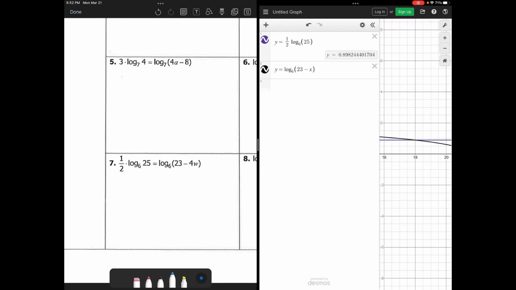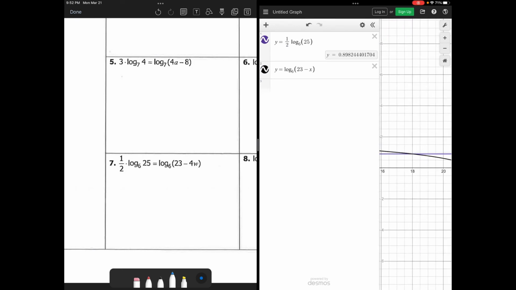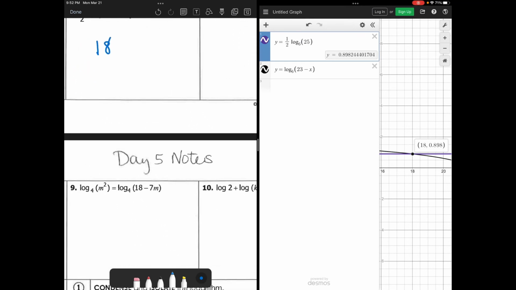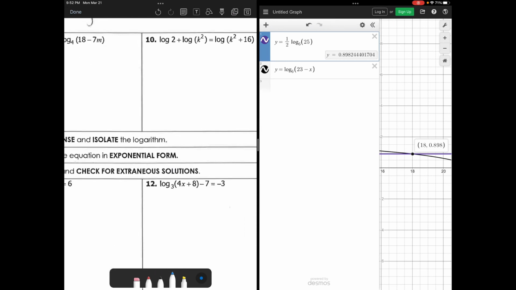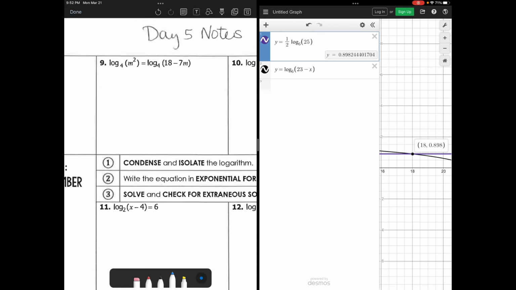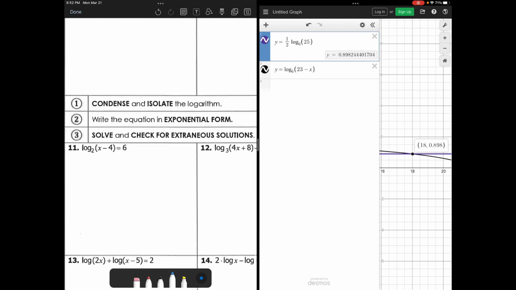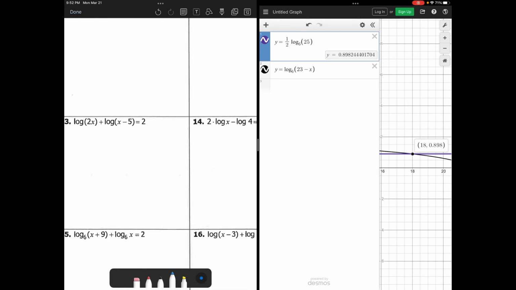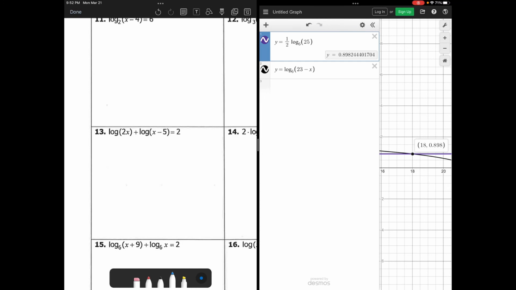So where do they intersect? There we go. That one wasn't so bad. So they intersect at 18. And so w is equal to 18 is our answer. Okay, what I want you to do is continue working on these, using Desmos, and then come back and check your answers. Your answers will be in Google Classroom.